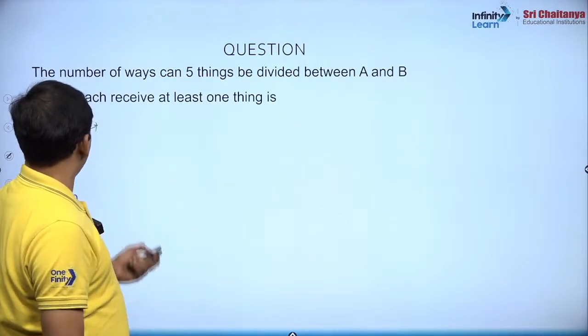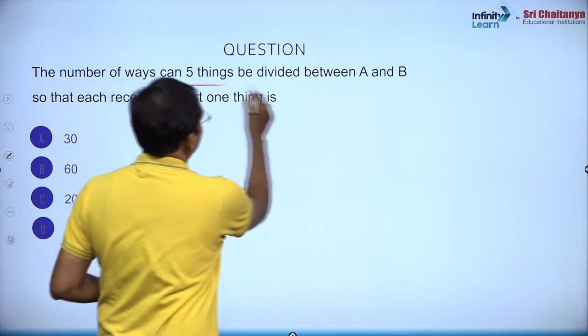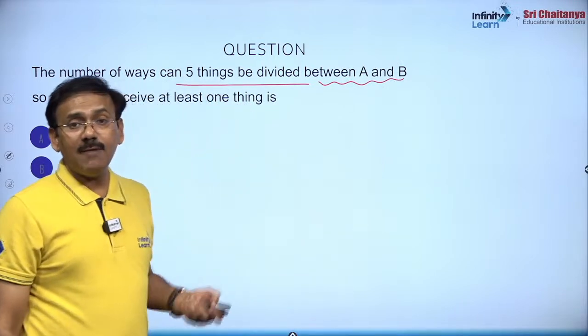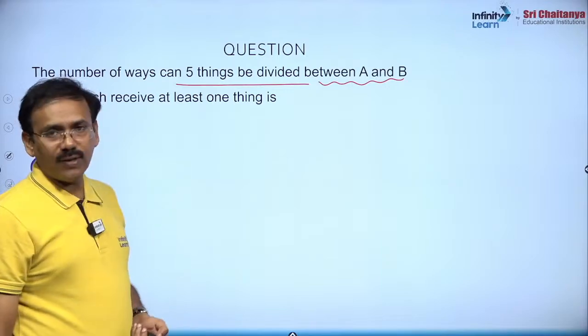The next, my dear friends, the number of ways can 5 things be divided between A and B. This phrase is important. Divide between A and B means distribute so that each receives at least one thing.